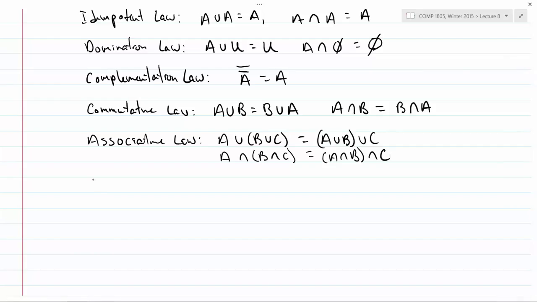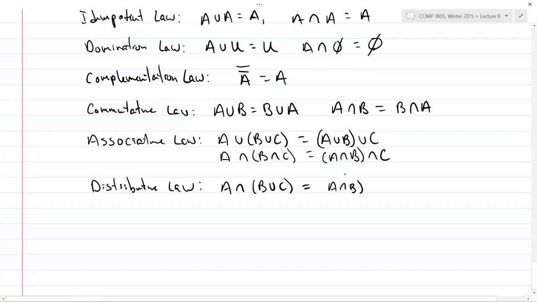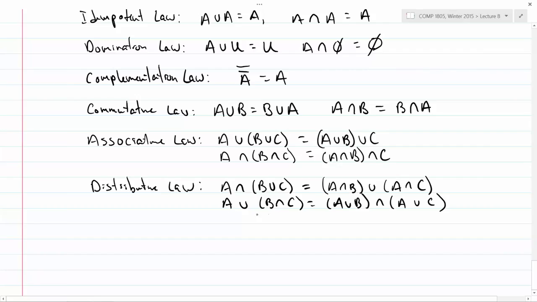Okay, so after the associative law, we have the distributive law. The distributive law says that when the operations don't match, you can distribute across them. So this is the same as A intersect B union A intersect C. And it works if the things are switched. So A union B intersect C is the same as A union B intersect A union C. It's very easy to lose track of which signs to flip. I like to remember it that these go together. So A union B is all in a row here. It'll be all in a row on the other side as well. That's how I keep it straight.